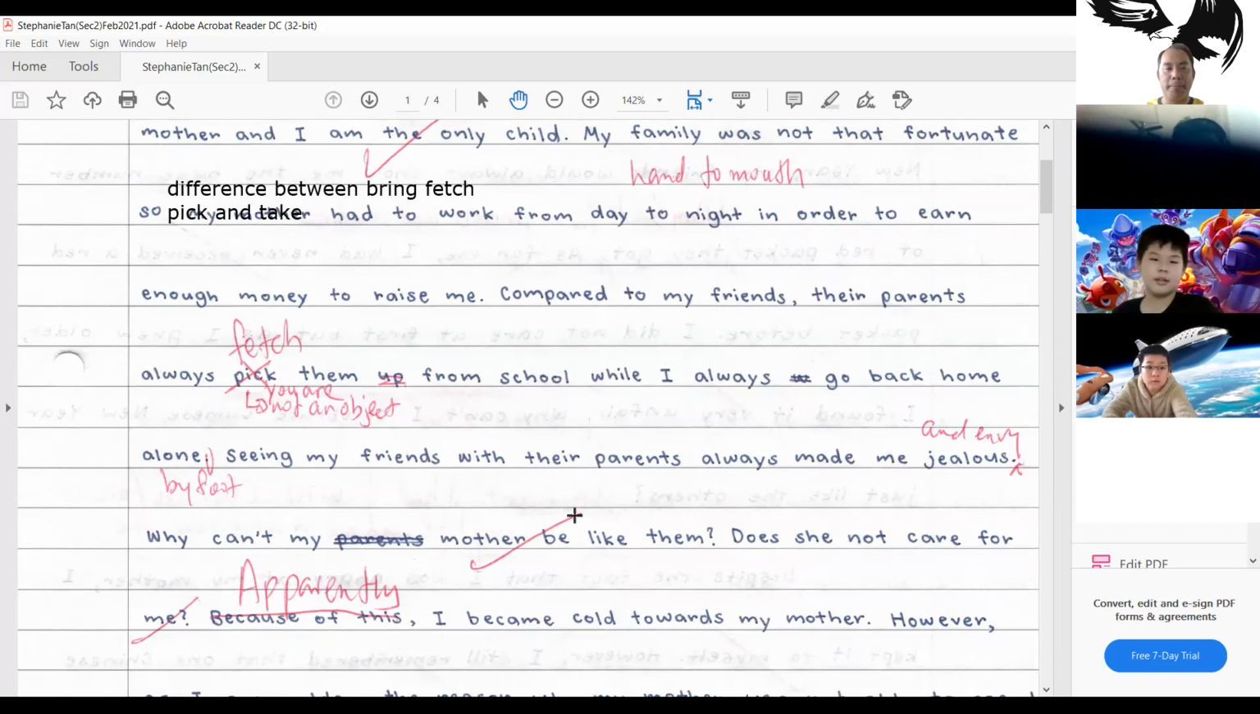Seeing my friends with their parents always made me jealous. And envy. Sorry for my handwriting, because 我这个是写的时候是用我的 stylo pen 对不起 and envy. 我嫉妒跟羡慕. All right, carry on, please.